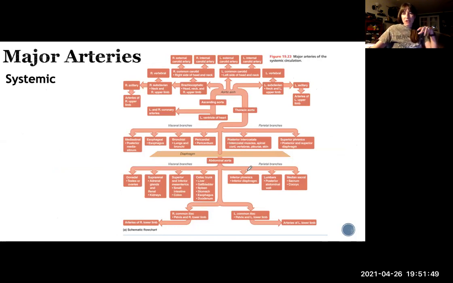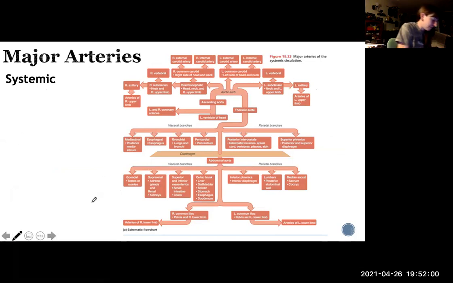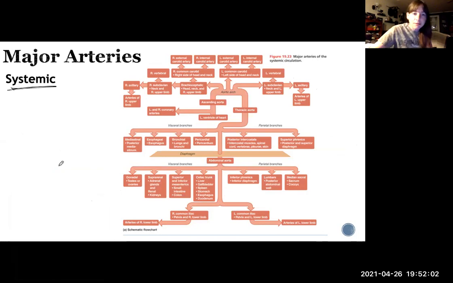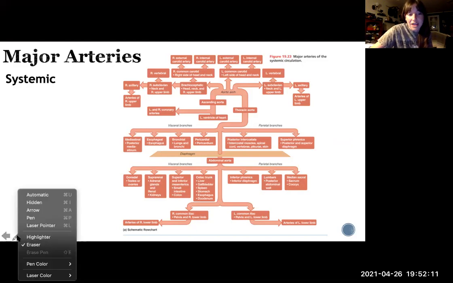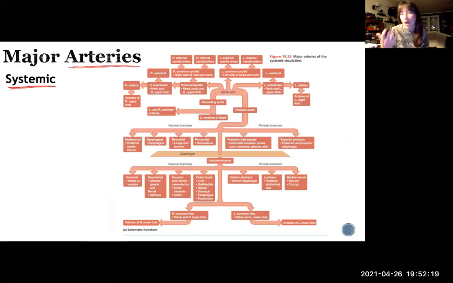This is systemic. We're not talking about pulmonary here. Next week, we'll talk about pulmonary since we're going to be talking about the respiratory system. Okay, so this is all systemic stuff that we're talking about here, which is why our schematic here is in red, because this is systemic, therefore this is oxygenated stuff. Okay, systemic arteries do carry oxygenated blood.